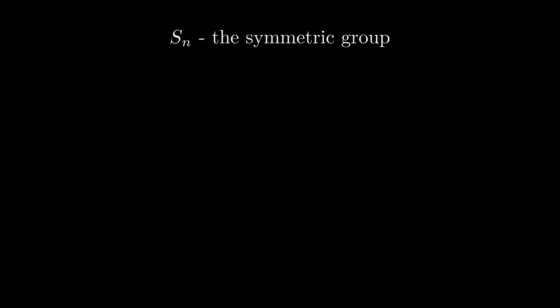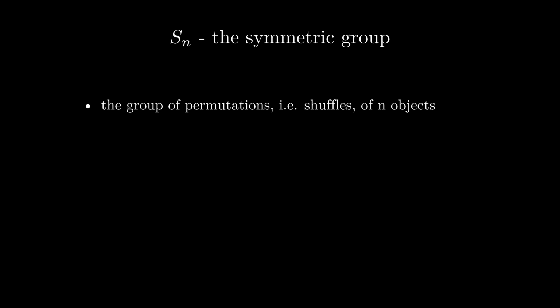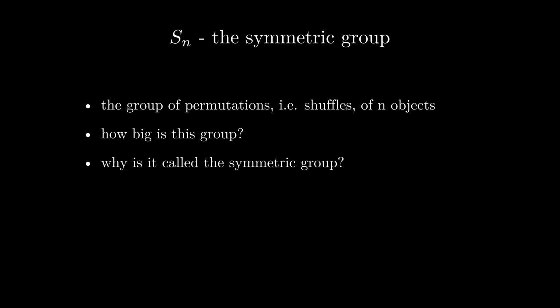We call these shuffle groups Sn, the symmetric group of n objects. To construct Sn, we take n objects and make a group of all the possible shuffles, or permutations of these objects. So now you might ask, in general, how big is this group? And perhaps more importantly, why do we call it the symmetric group? If all groups are sets of symmetries, what makes these shuffle groups so special that they earn the name symmetric group? First we'll answer the easier of the two questions.